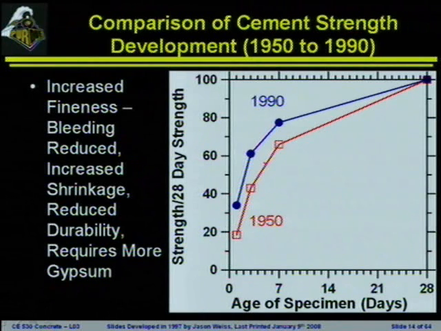Now, in addition to causing the reaction to occur faster, this has some other consequences that we should be aware of. The finer the cement, the more it's going to hold on to the water. So water is not going to bleed to the surface as quickly with a finer cement. In addition, we are typically going to see increased amounts of shrinkage. We'll talk about this as we get toward the end of the semester, but finer cements will typically exhibit a little bit more shrinkage. Sometimes we can see a reduction in durability, and we can also see that there'll be an increased amount of gypsum needed to slow down that reaction at early ages.